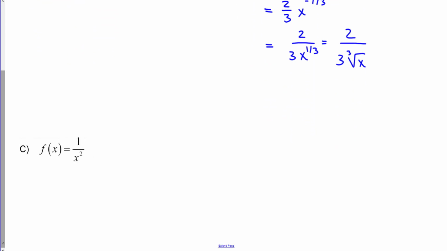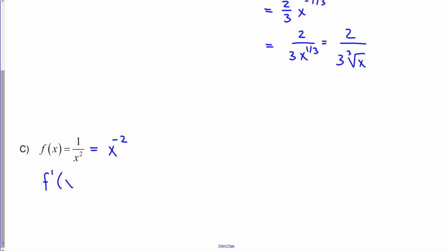Next up, f of x equals 1 over x squared. This looks a bit more complex until you remember that you have rules of exponents to work with. And the rule of exponents that's going to help you here is if you want to bring that x squared up into the numerator, you can do that by simply making it a negative exponent. So x to the negative 2.